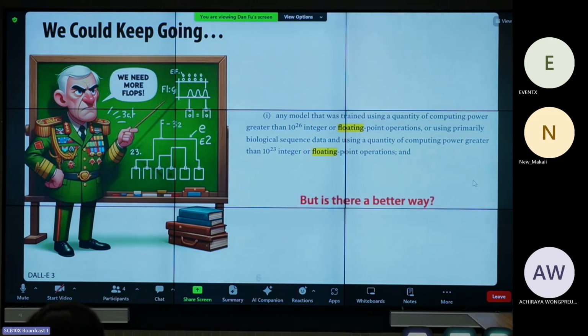So really the question I want to put forth today, and that we're going to explore a little bit, is: is there a better way forward?